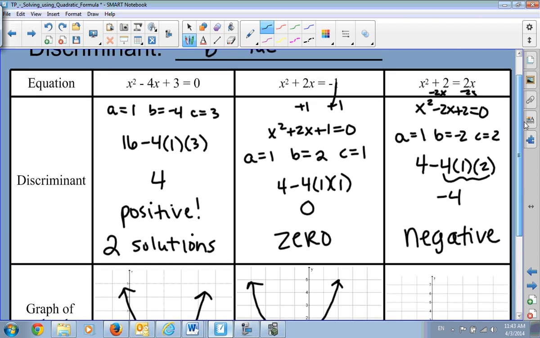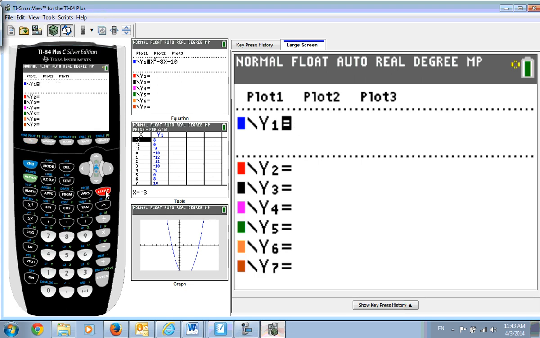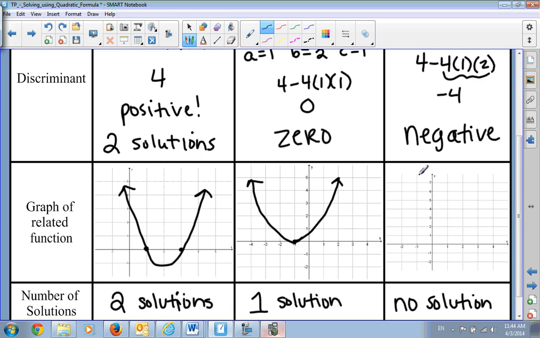Go ahead and plug it in and let's check and make sure. X squared minus 2x plus 2. Graph. Doesn't touch, does it? Got close, but it didn't touch. So it kind of looks like that, where it does not touch. All right, that is the quadratic formula and how to find your discriminant.